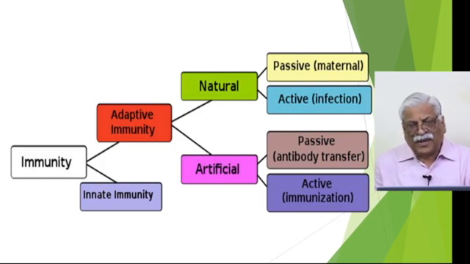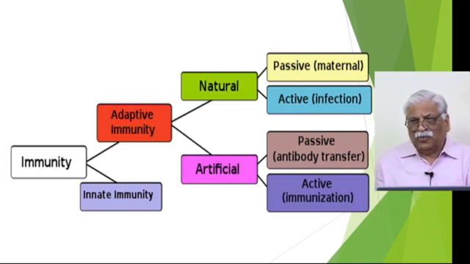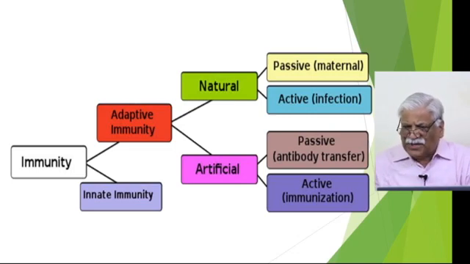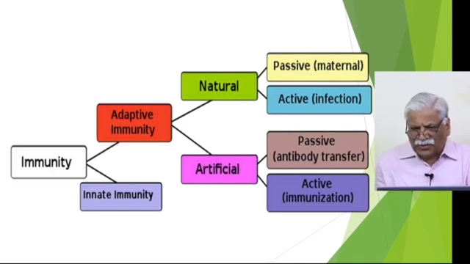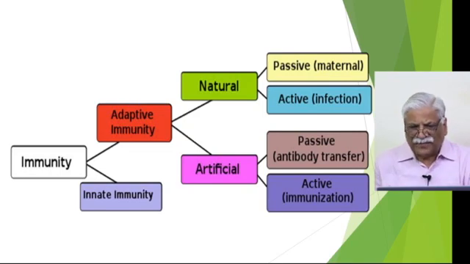Artificial immunity, passive antibody transfer. How does it happen? Suppose a person has a weak immunity. If we transfer blood from one person to another person, or we take out blood and concentrate it, it consists of a large number of antibodies. If we transfer these antibodies to another person through blood transfusion, this will be a passive transfer, known as artificial passive transfer.